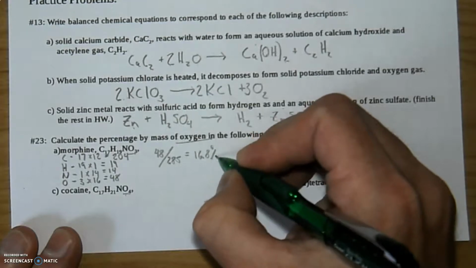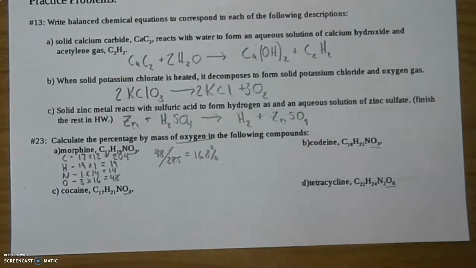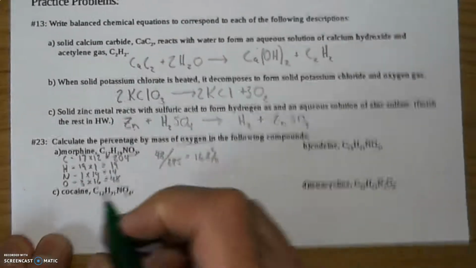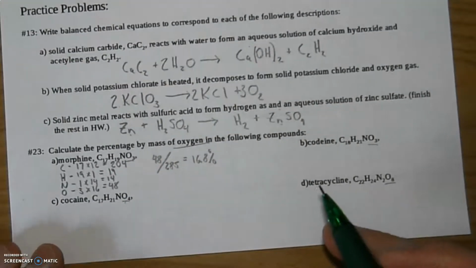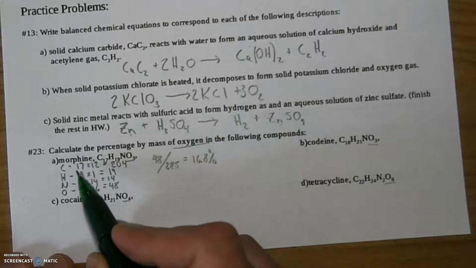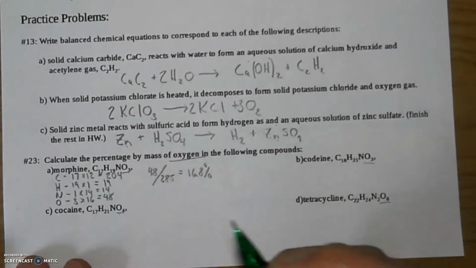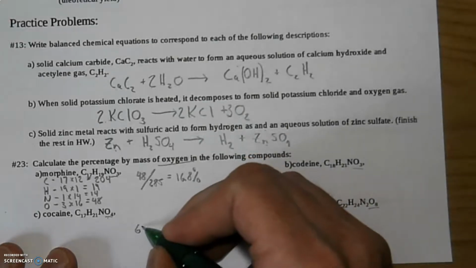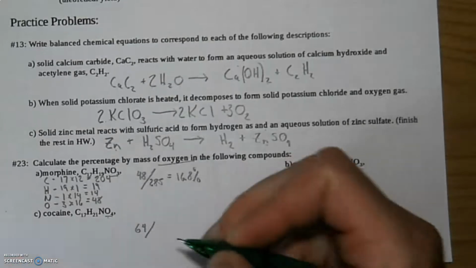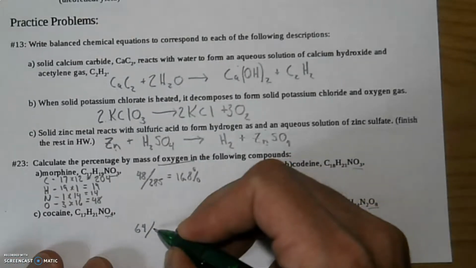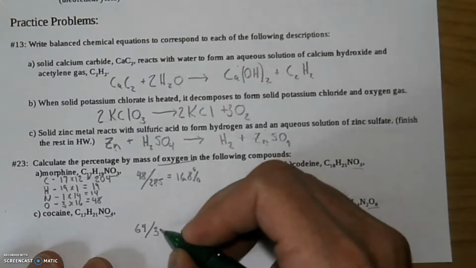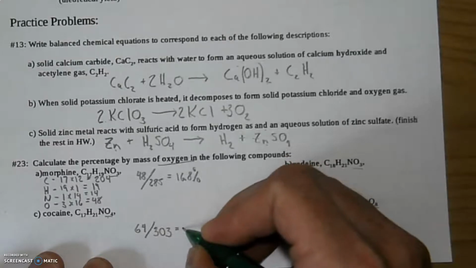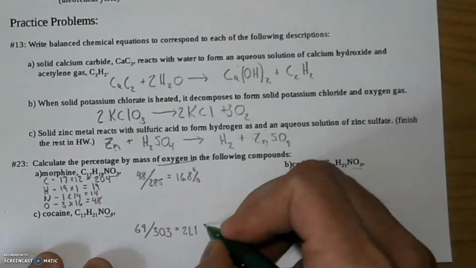All right, you will do the same process for the other 3. And I'm not going to go through this whole part here. You will do that the same because the process will be exactly the same. The only thing that will differ is the amounts of each of these on there. But what I will tell you, if you do the whole process for all 3 of these, you should get a mass of 64 for the oxygen out of the whole mass for the compound, 303, which would give you a percentage of 21.1%.